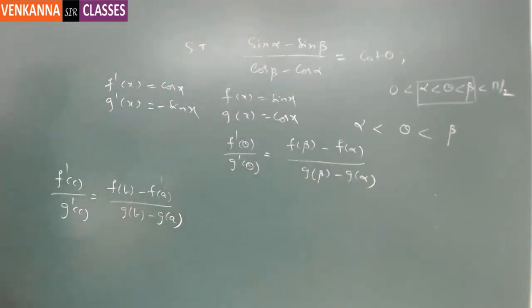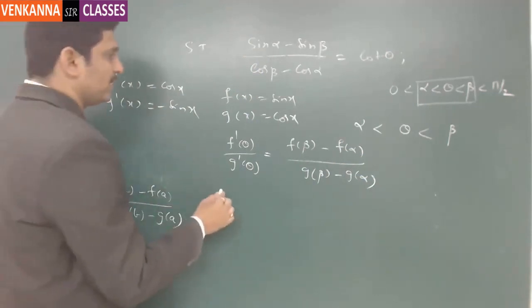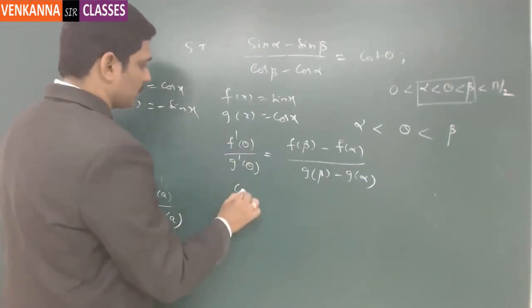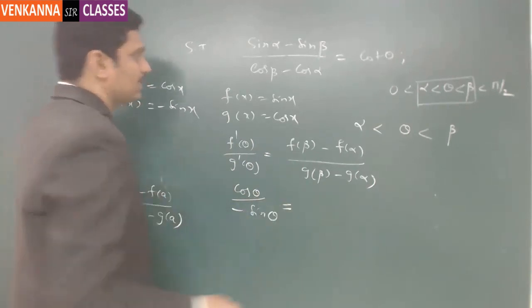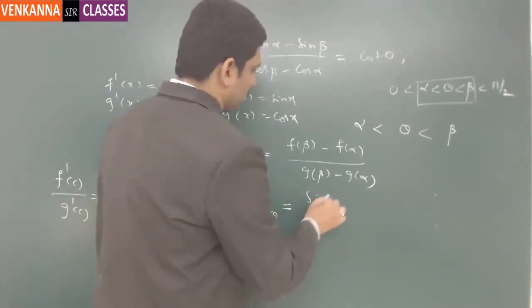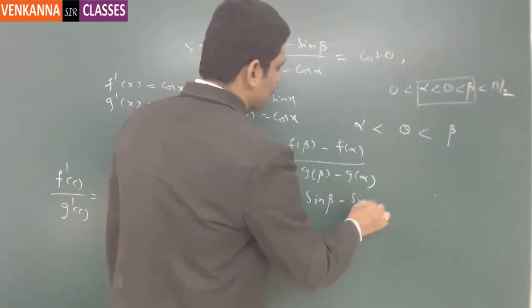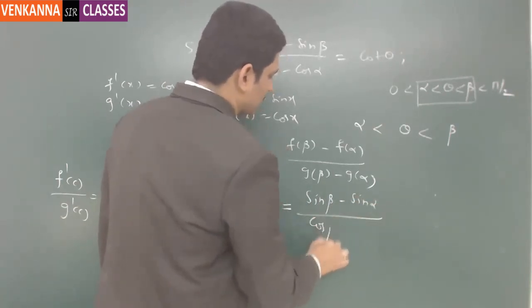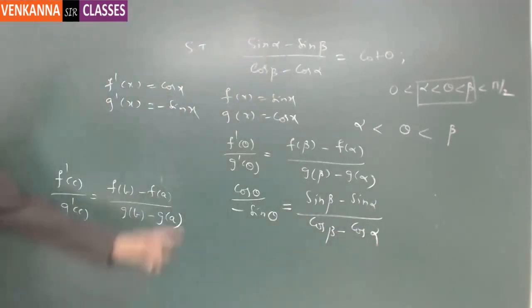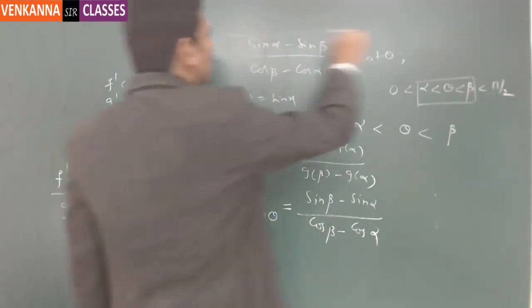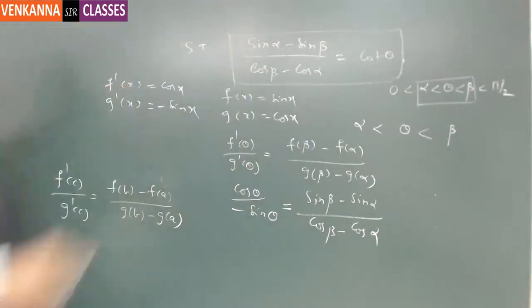So if you substitute the respective values there, it will be cos theta by minus sin theta equals sin beta minus sin alpha by cos beta minus cos alpha. So from this you are going to get this value by multiplying with minus, and cos by sin is giving that cot. Okay.